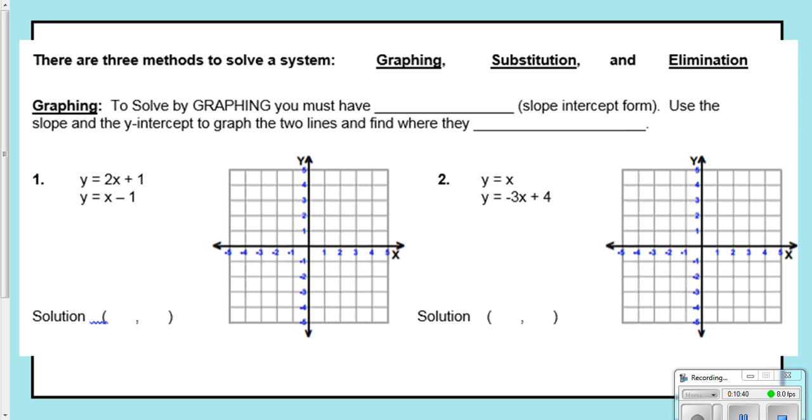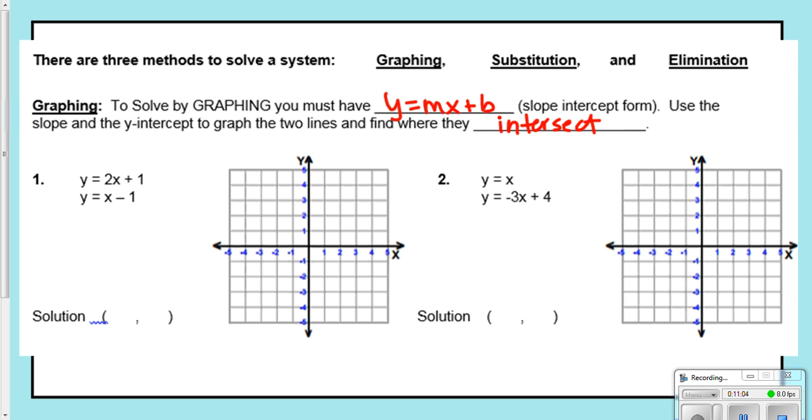So there's 3 methods to solving a system. We have graphing, substitution, and elimination. You actually already know how to do the first 2. You just may not have known that's what they were called. So let's start with graphing. To solve by graphing, you must have y equals mx plus b, or slope-intercept form. And you're going to use the slope and intercept to graph the 2 lines and find where they intersect. Okay, so again, you already know how to do this.